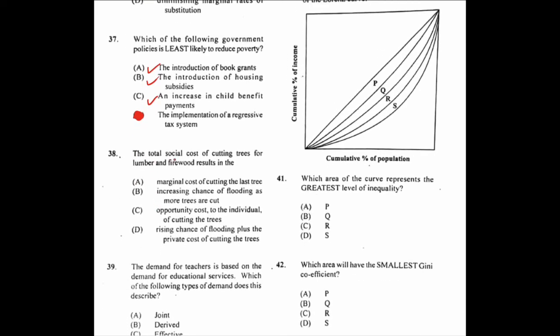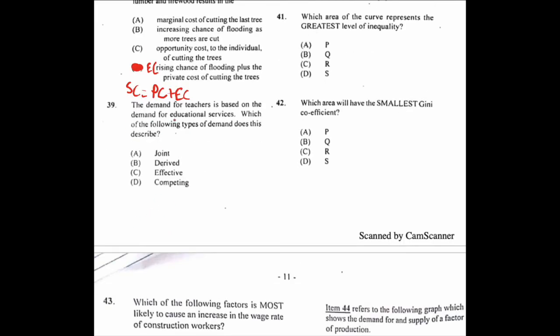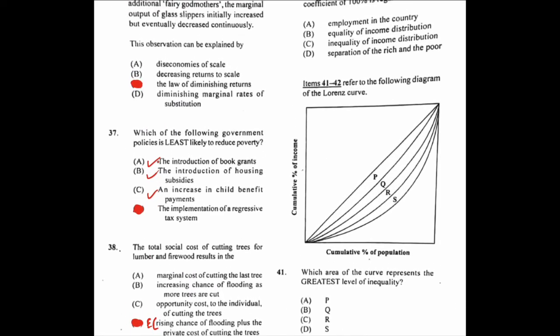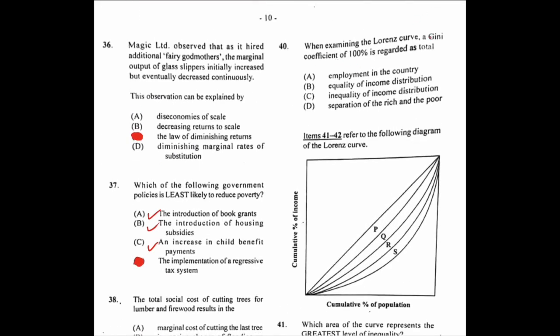38 says, total social cost of cutting trees for lumber and firewood results in D, the rising chance of flooding, that's the external cost, plus the private cost of cutting the trees. Remember, social cost is equal to private cost plus external cost. Demand for teachers is based on the demand for educational services. Which of the following types of demand does this describe? That is B, derived demand. When examining the Lorenz curve, a Gini coefficient of 100 is considered C, total inequality of income distribution.